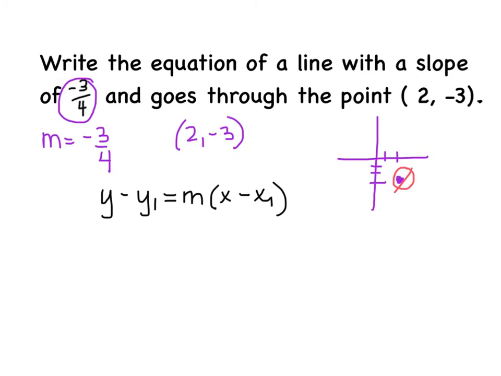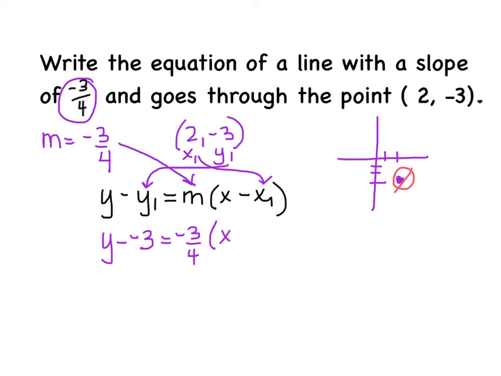And I'm going to label my point x1, y1. My slope is going to go in there. I bet you can guess that the x1 is going in there, and the y1 is going in there. So I get y minus y1 equals the slope times x minus x1. And this is called point-slope form. And a lot of times you're asked just to leave it at point-slope form.